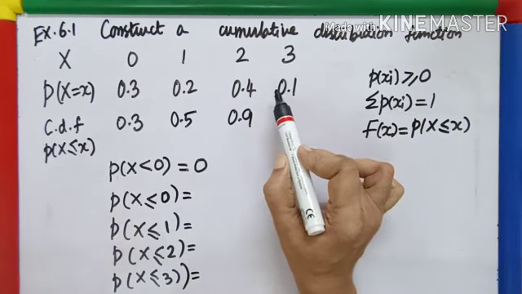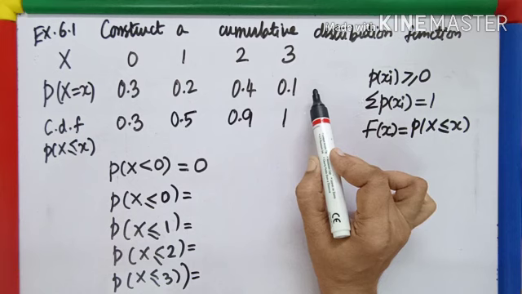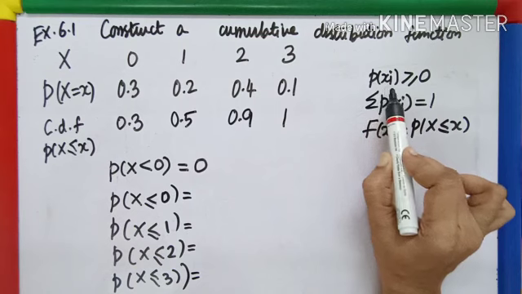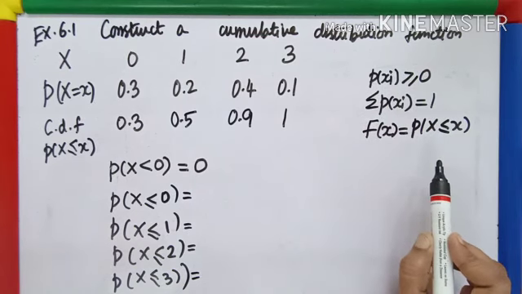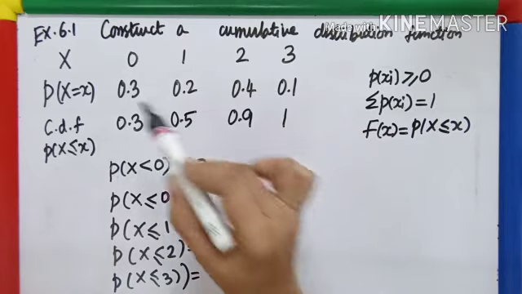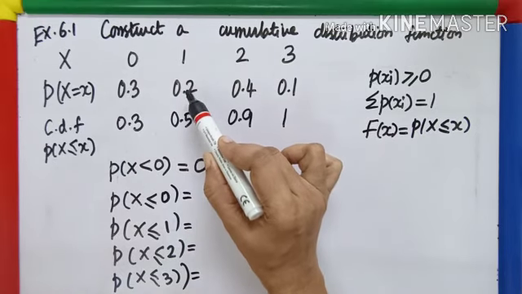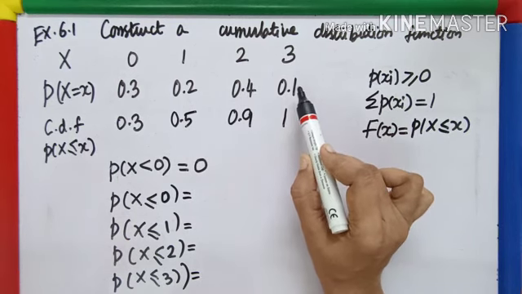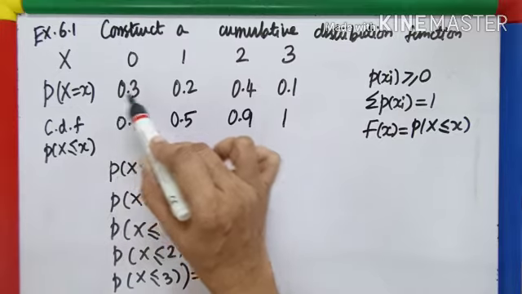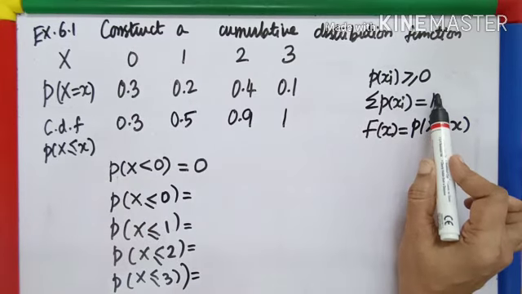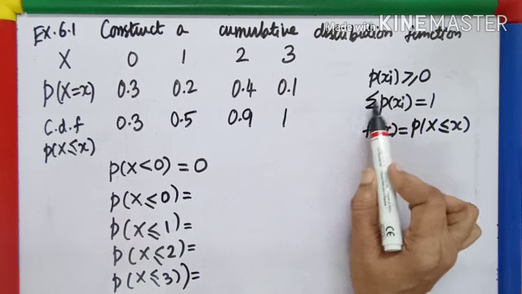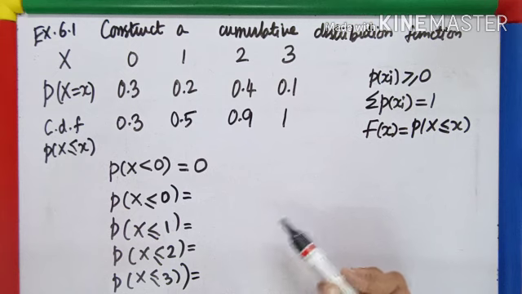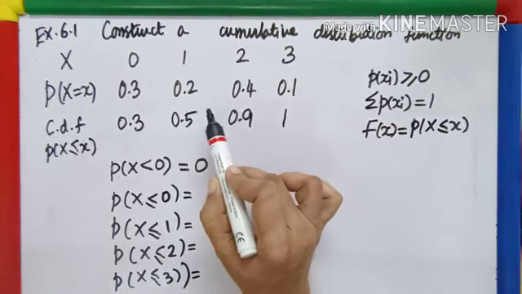When I see the problem, what all I understand from this? Probability is always positive. P of xi greater than or equal to 0. Total probability 0.3 plus 0.2, 0.5, 0.5 plus 0.4, 0.9, 0.9 plus 0.1, 1. When I add all the probabilities in the table, my answer is 1. We call total as sigma. Sigma P of xi is equal to 1. Now these we understand from the question.